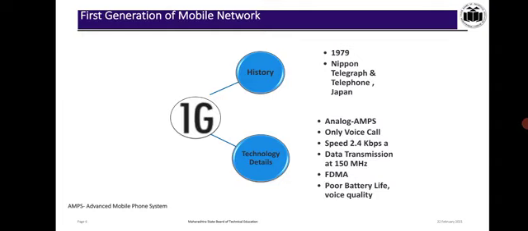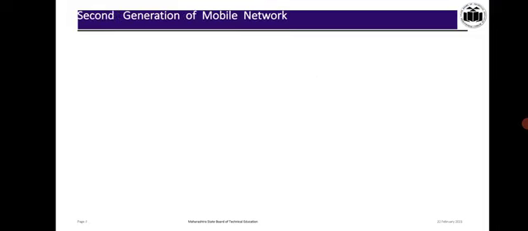Drawbacks: poor battery life, poor voice quality, poor hand-off reliability, poor security, and a very low level of spectrum efficiency. So these two drawbacks, poor security and low spectrum efficiency, will be overcome in the next generation. The application of the first generation of mobile network is the voice call, allowed within the country.